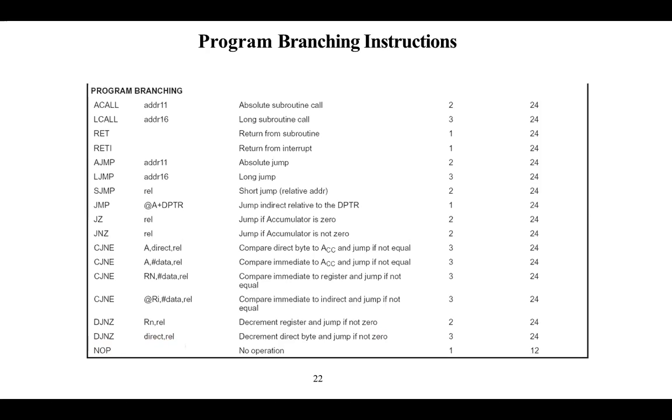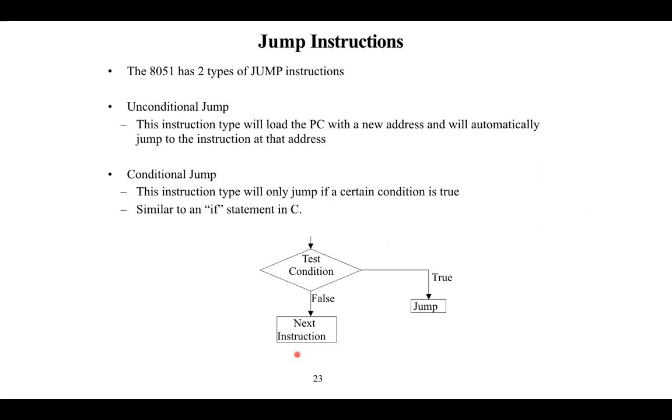DJNZ direct, rel: decrement direct byte and jump if not 0. NOP: no operation. Jump instructions. The 8051 has two types of jump instruction. Unconditional jump: this instruction type will load the program counter with a new address and will automatically jump to the instruction at that address.